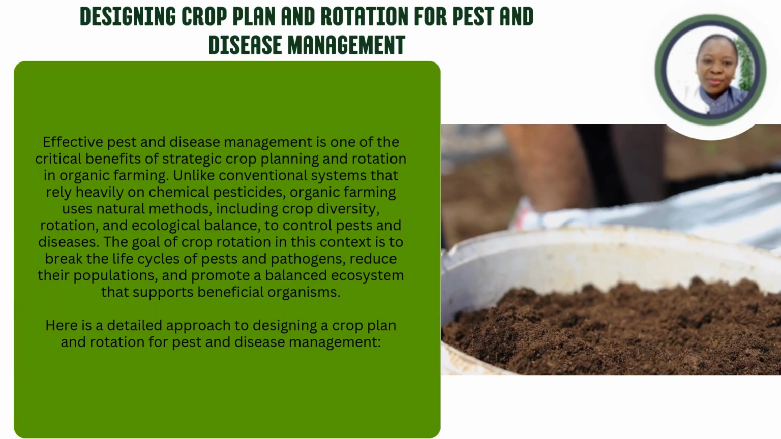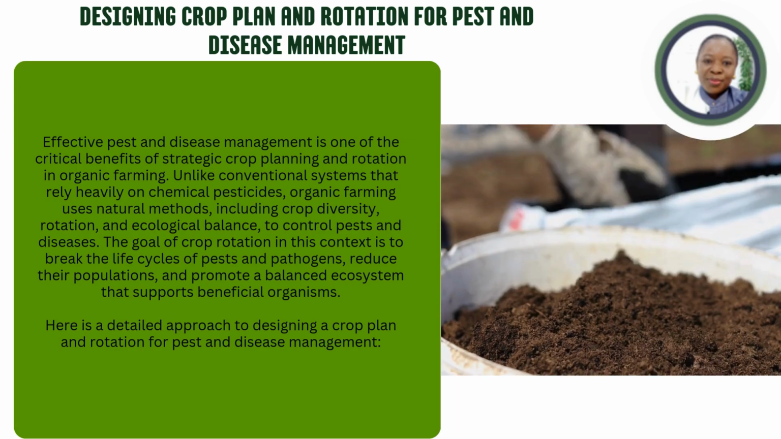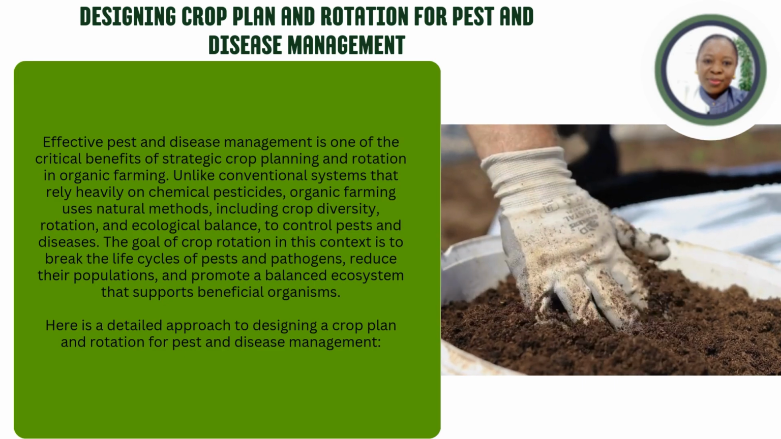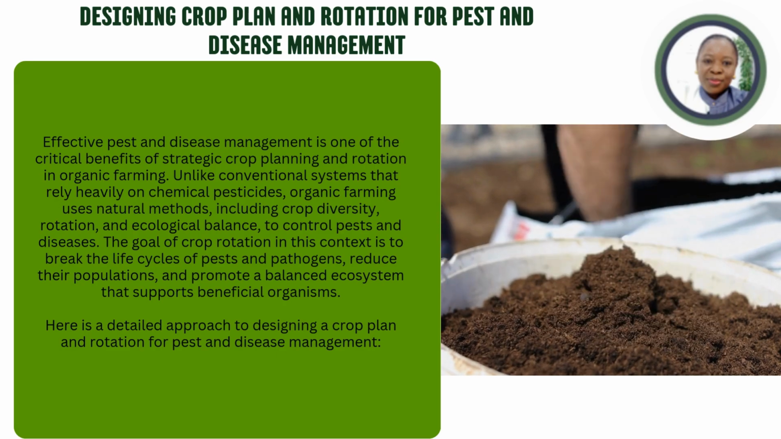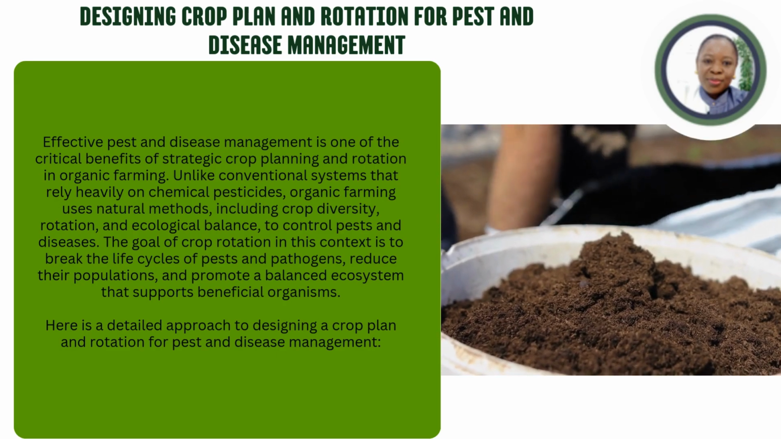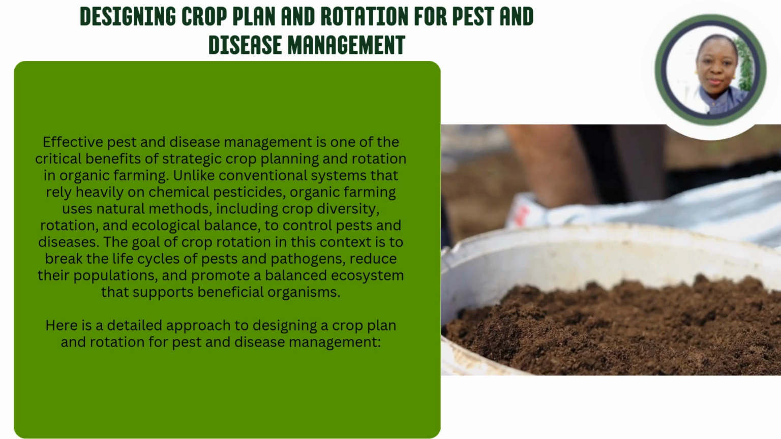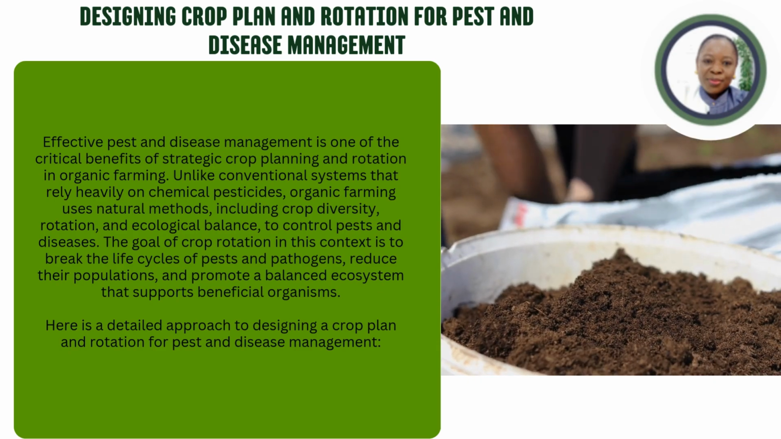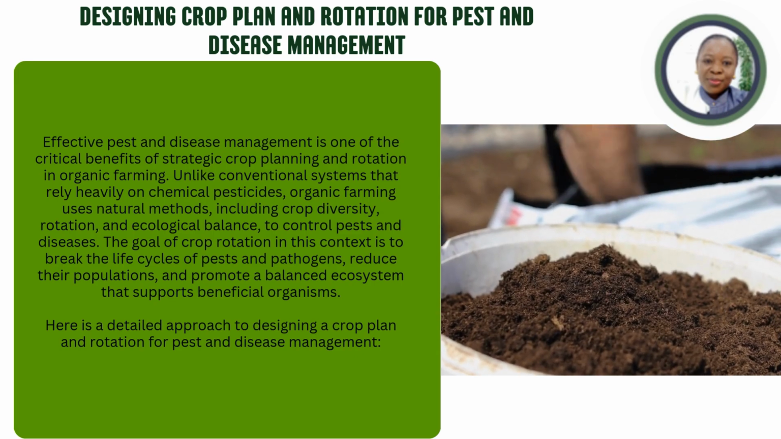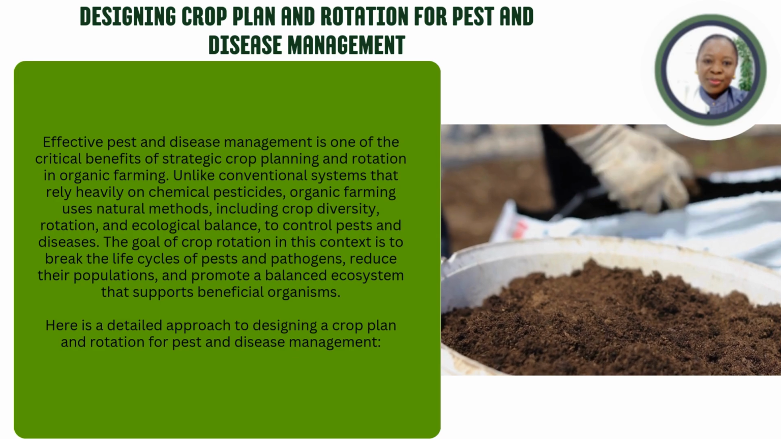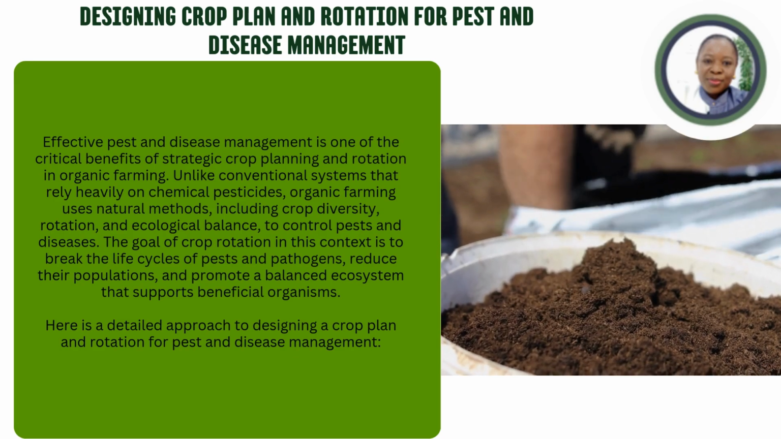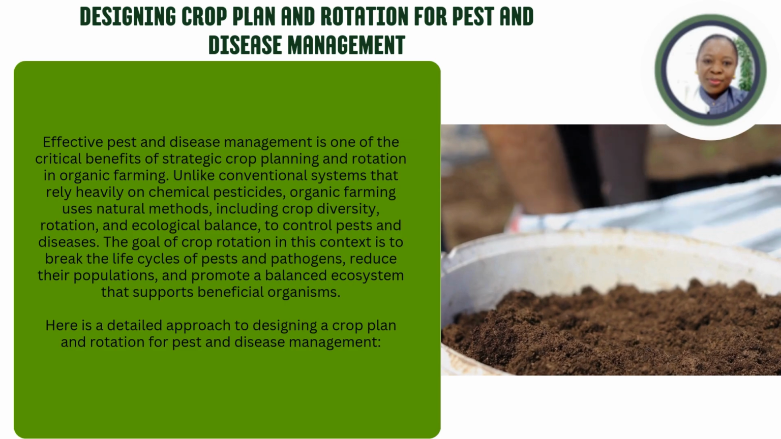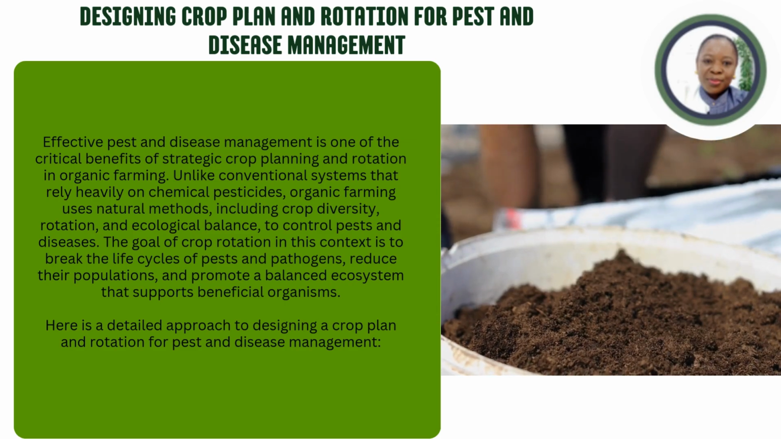Effective pest and disease management is one of the critical benefits of strategic crop planning and rotation in organic farming. Unlike conventional systems that rely heavily on chemical pesticides, organic farming uses natural methods, including crop diversity, rotation, and ecological balance to control pests and diseases. The goal of crop rotation in this context is to break the life cycle of pests and pathogens, reduce their population, and promote a balanced ecosystem that supports beneficial organisms.